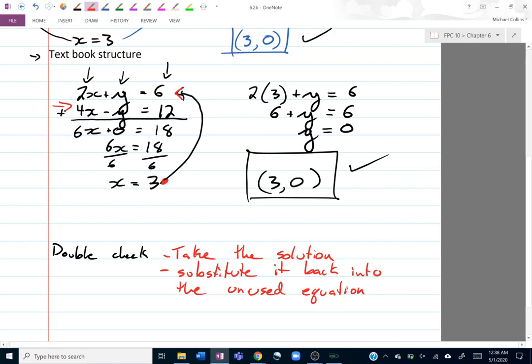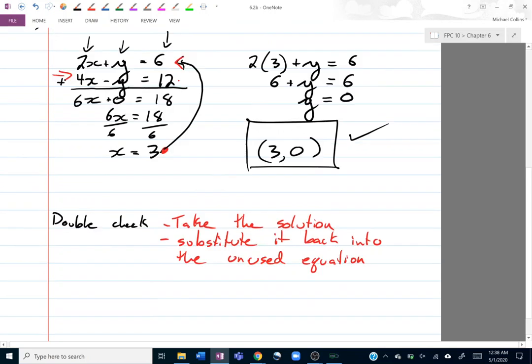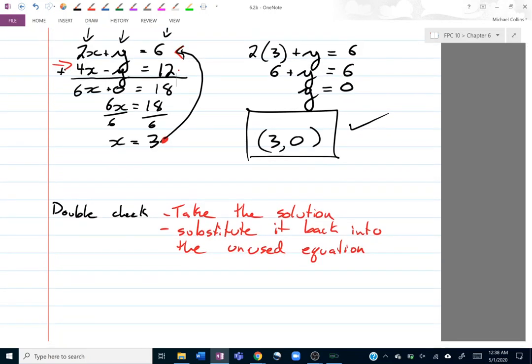If I put my x into the first equation to get my solution, I want to double check using my second equation, and vice versa. If I'd substituted my x into the bottom equation, I'd want to use the top equation to double check.